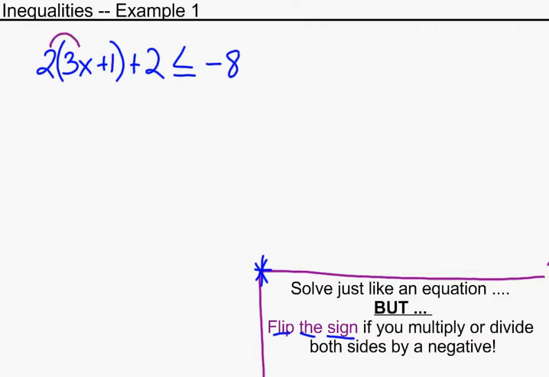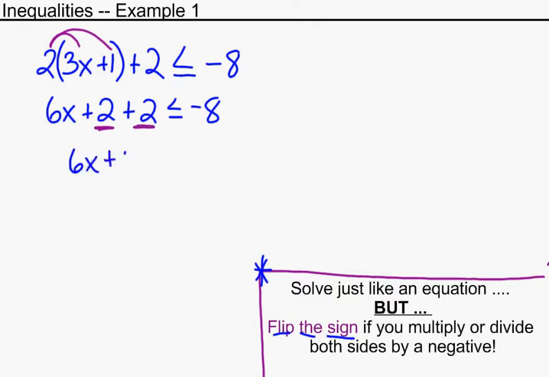I'm going to start solving it just like an equation by simplifying both sides. Here I'm distributing the 2. I get 6x plus 2, and then drop everything else straight down. Plus 2 is less than or equal to negative 8. I'm not done simplifying both sides first because I have like terms to combine. So I get 6x plus 4 is less than or equal to negative 8.